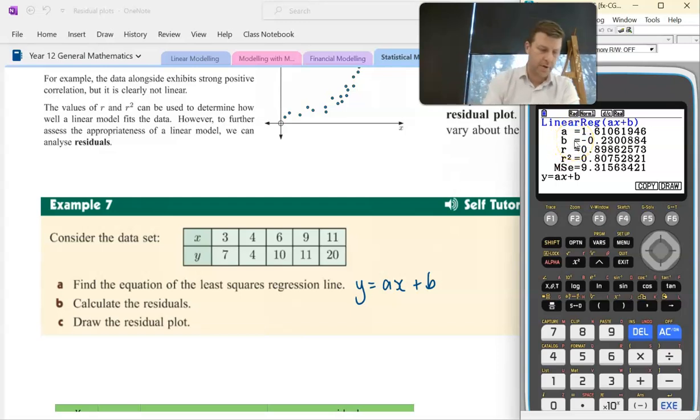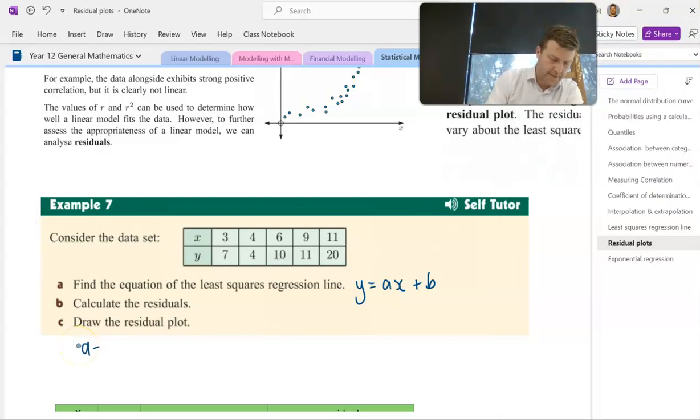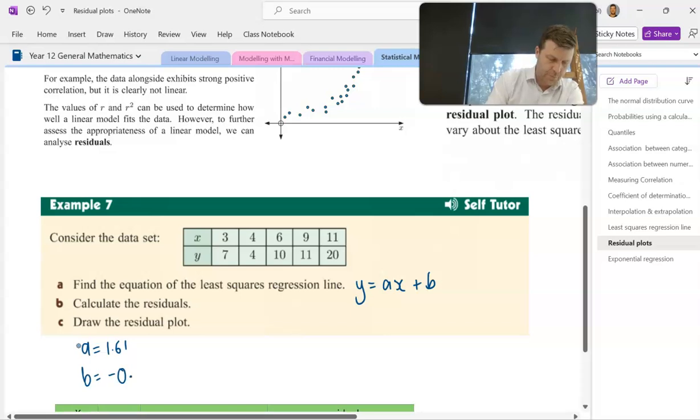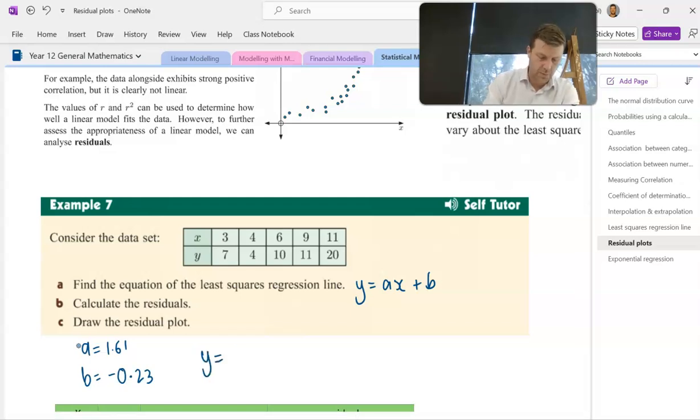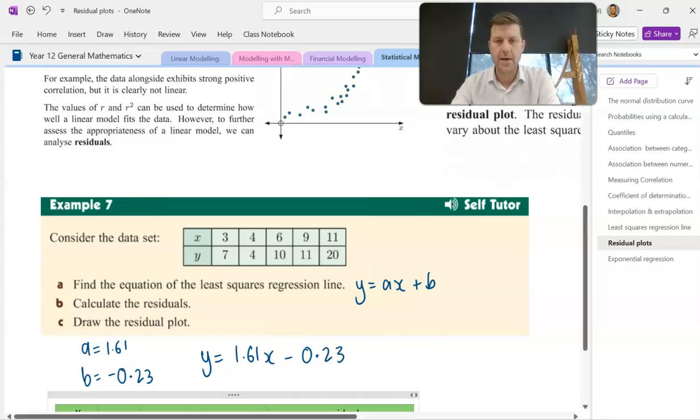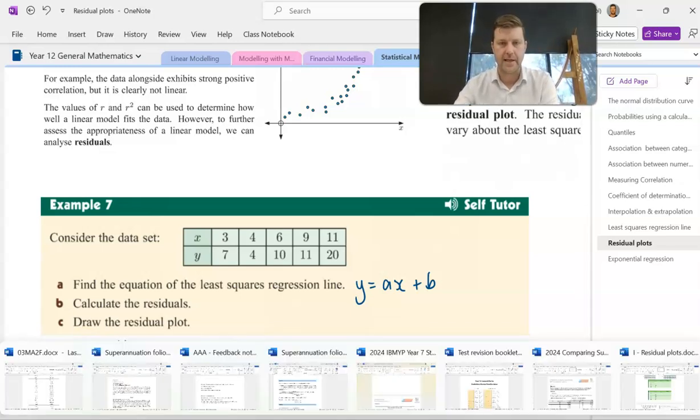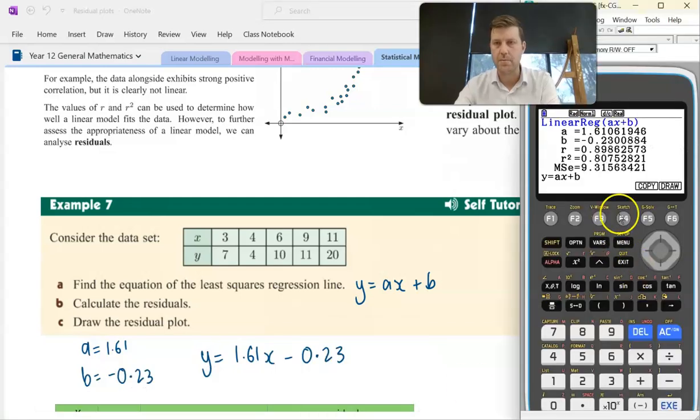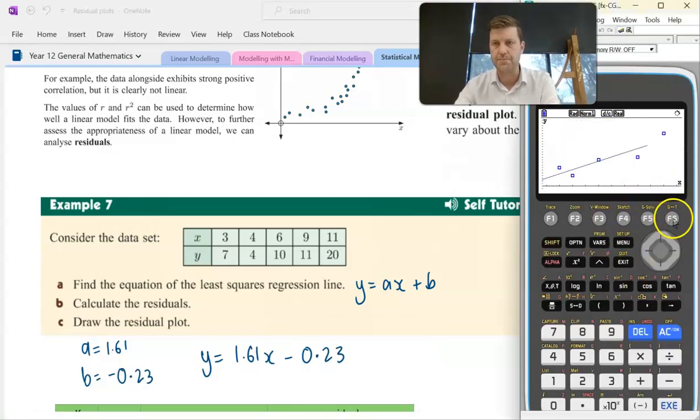So a is equal to approximately 1.61 and b is equal to approximately minus 0.23. So the equation of that least squares regression line is y equals 1.61x minus 0.23. Now, again, we can draw that least squares regression line as well by then pressing draw, and you can see it heads through there.